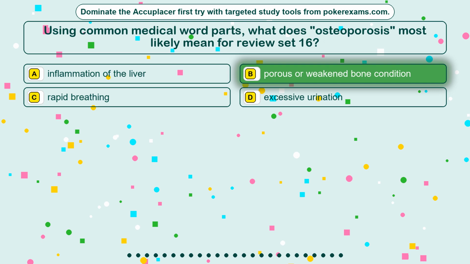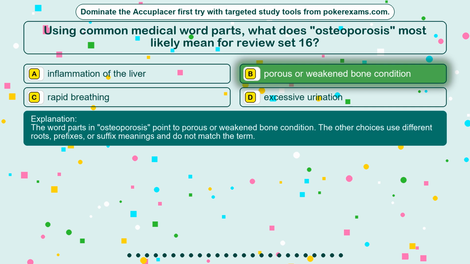The correct answer is option B, porous or weakened bone condition. The word parts in osteoporosis point to porous or weakened bone condition. The other choices use different roots, prefixes, or suffix meanings and do not match the term.